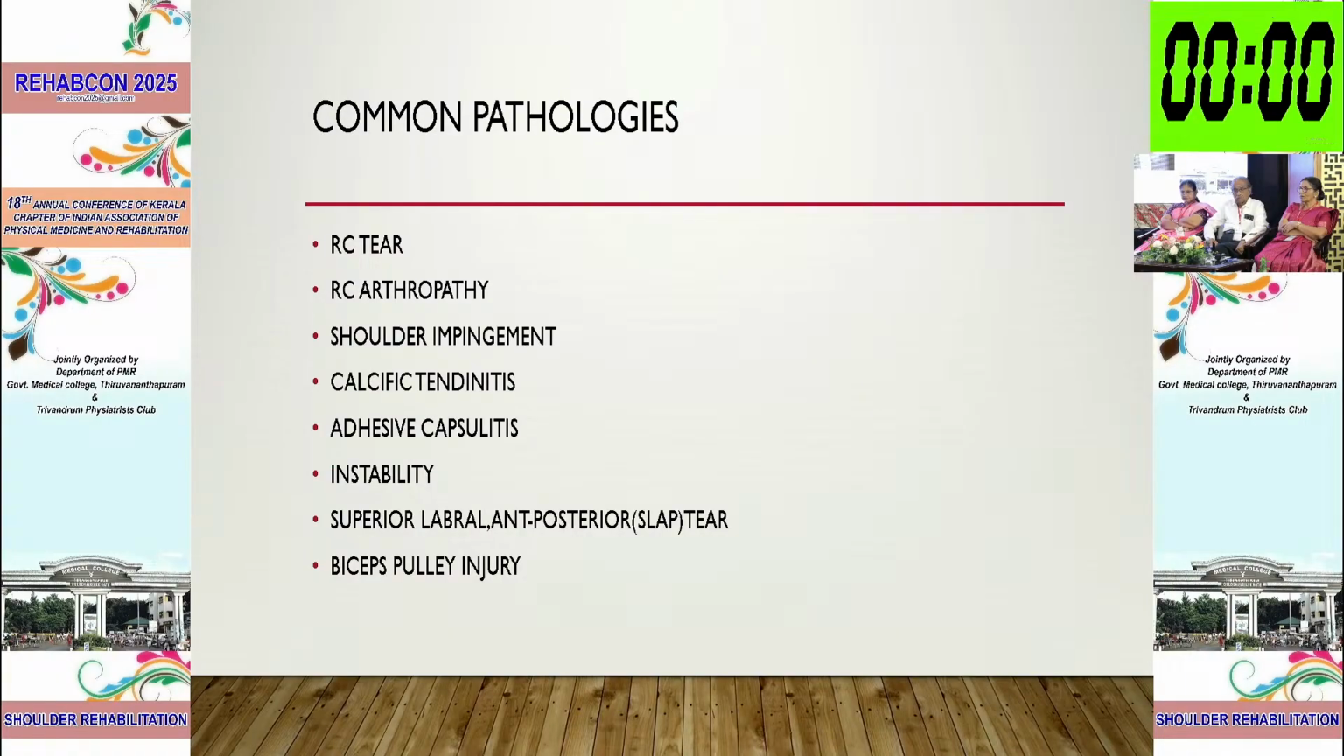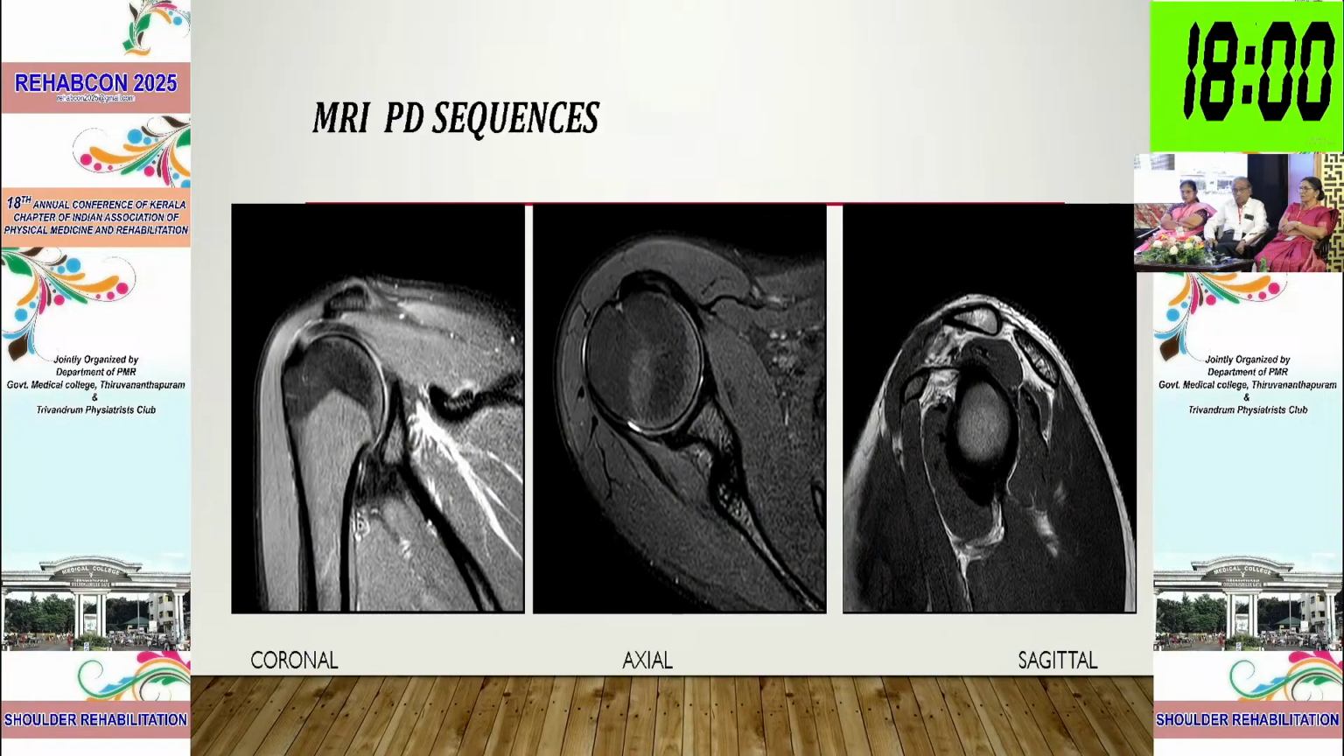These are the common pathologies you can see in MRI, and if you look at the basic PD sequences, I'll take just 5 more minutes, coronal, axial, and sagittal. These are the anatomical coronal, axial, and sagittal. Now the importance here is the contrast. In a PDFS, the tendons, the cartilaginous structures, everything are black. So whatever lesions become white can be easily picked up. That's why the importance of a PDFS.